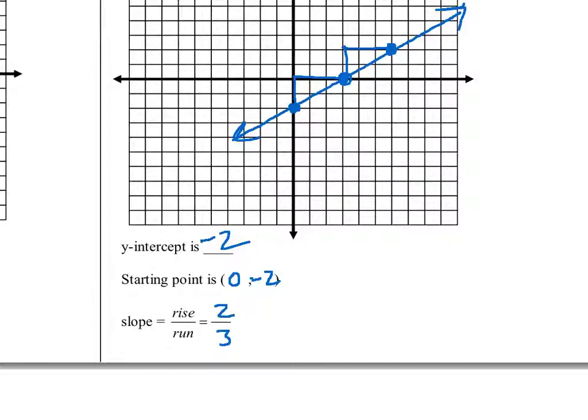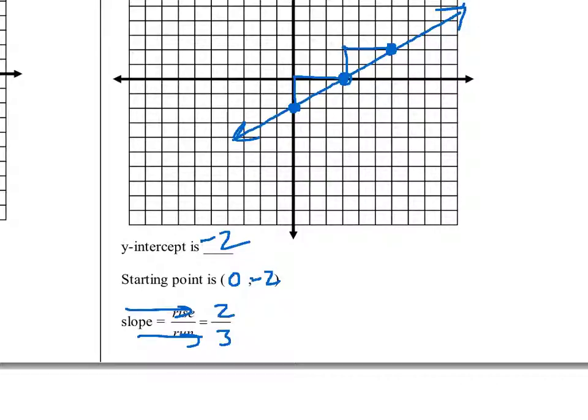How would you know if it's time to move it? That comes straight from our rise and run of our slope. Esteban, what was your question? How do we know that -2 is the y in our parentheses? That's because we know it is the y-intercept, so it's going to be the y.